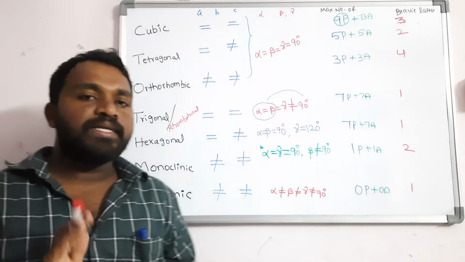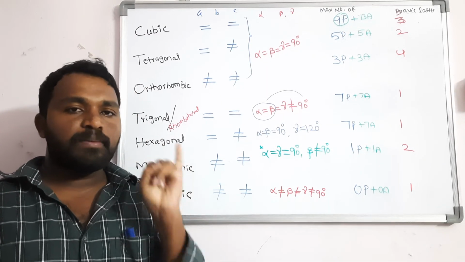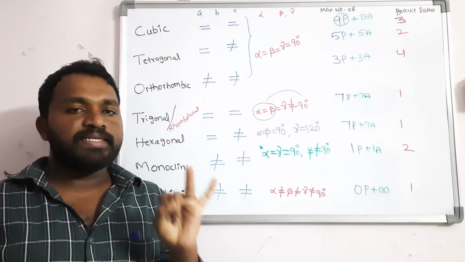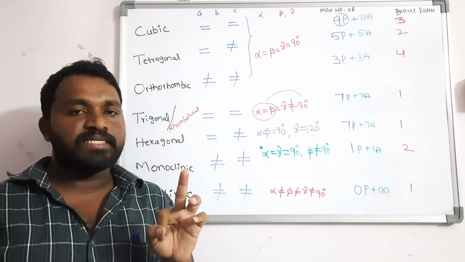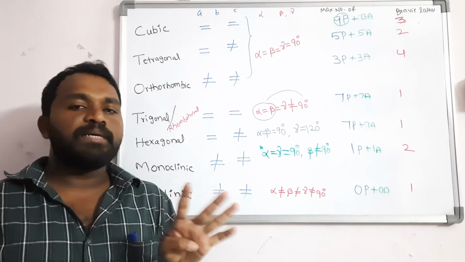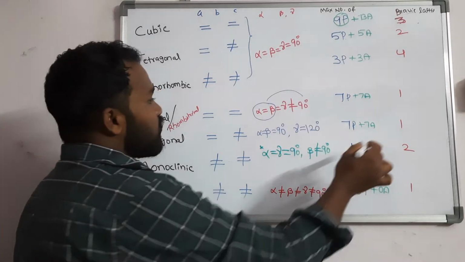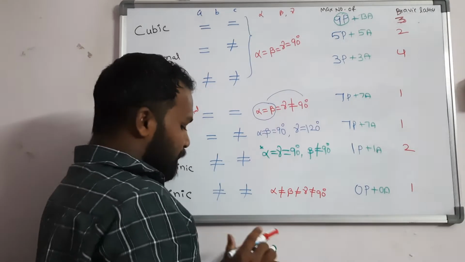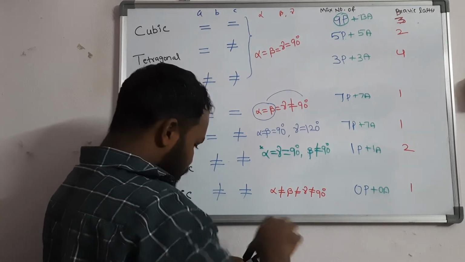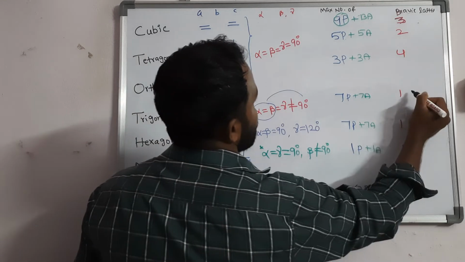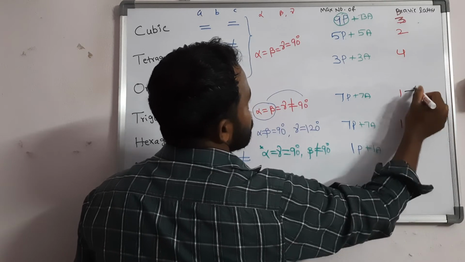Now, I already discussed the 4, right? What are they? Primitive is P and FCC is F. F is FCC, then I is BCC, then C means edge center, right? So where only one is there, you should write simply P. Only one is there, directly you should write P. One is there means only P is present.